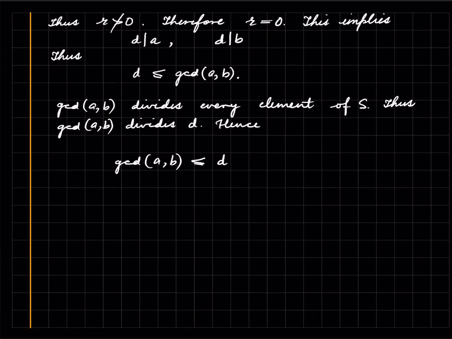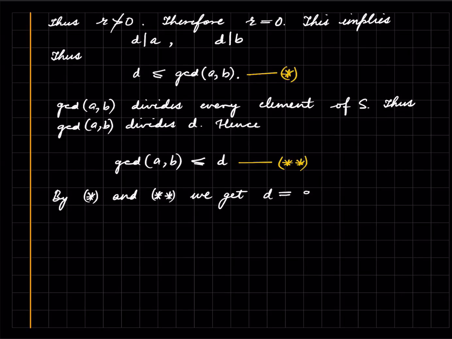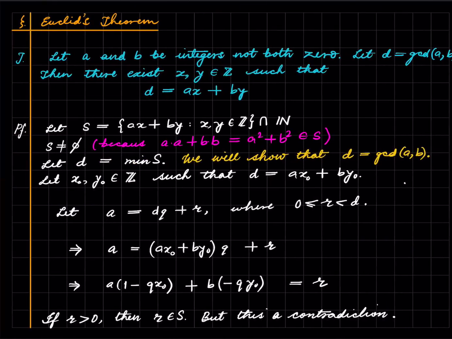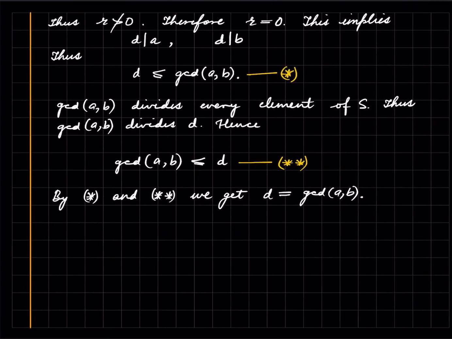And if you just combine star and double star, so by star and double star, we are done. And this finishes the proof because d is already in this form. d is an element of S, and everything in S is of this form. So we showed that d is equal to GCD of a comma b, and that's it. So this is Euclid's theorem. A very nice and very important theorem.